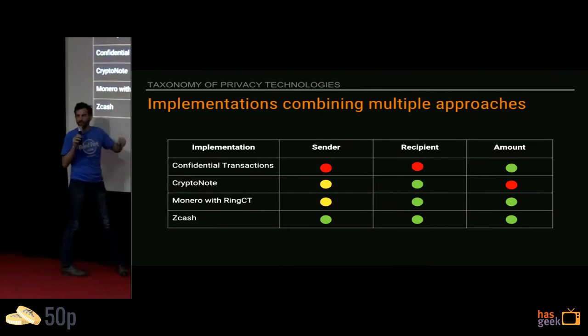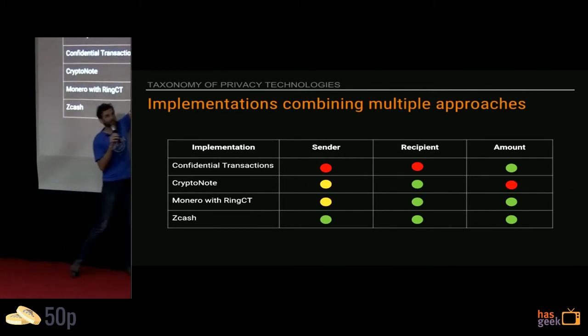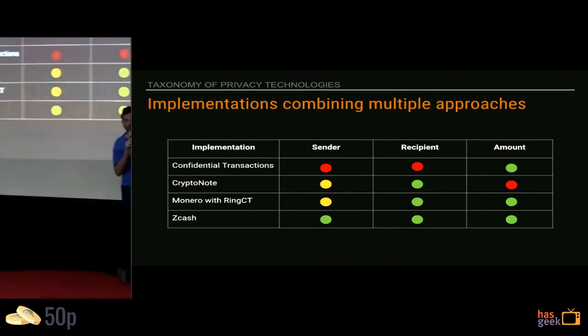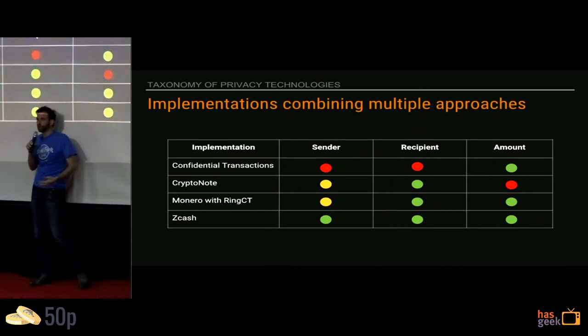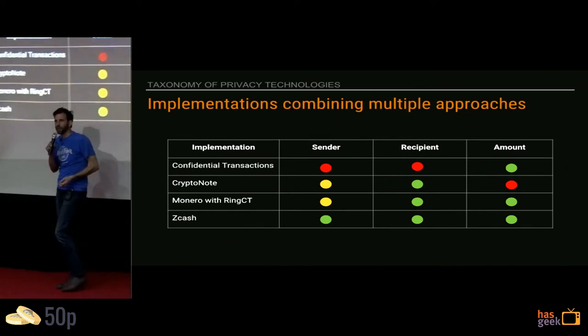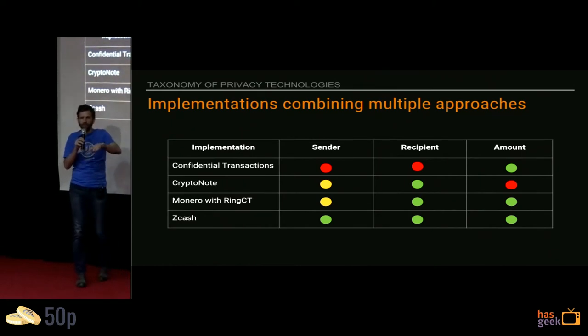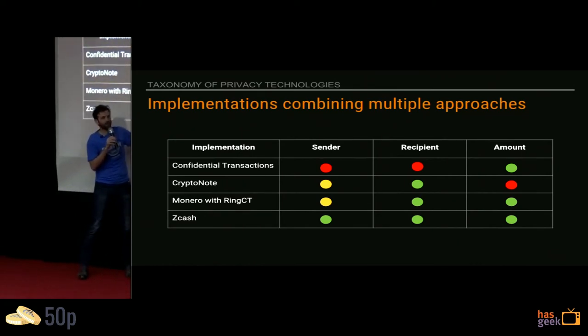So, if you took something like Bitcoin and added confidential transactions to it, you would just get this. You would still have a publicly visible graph of every address that has paid every single address. The only thing that would not be visible is how much they paid.